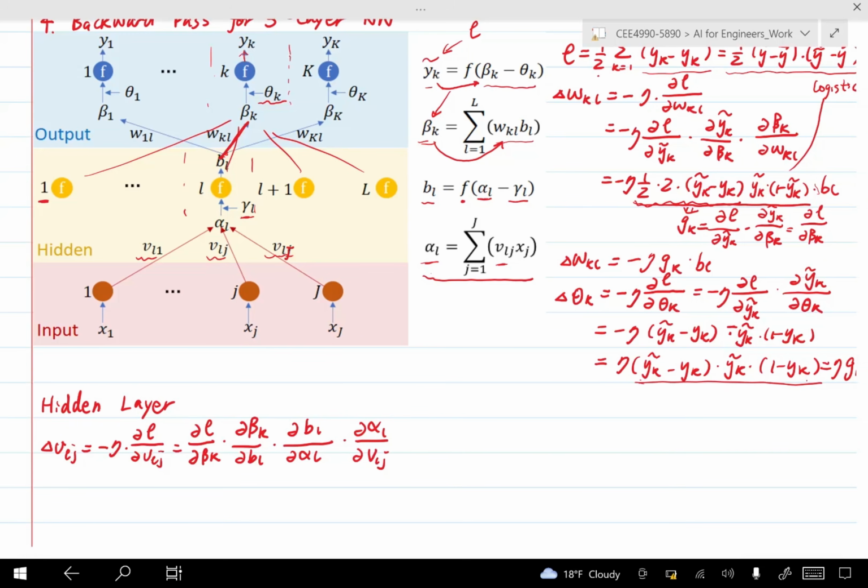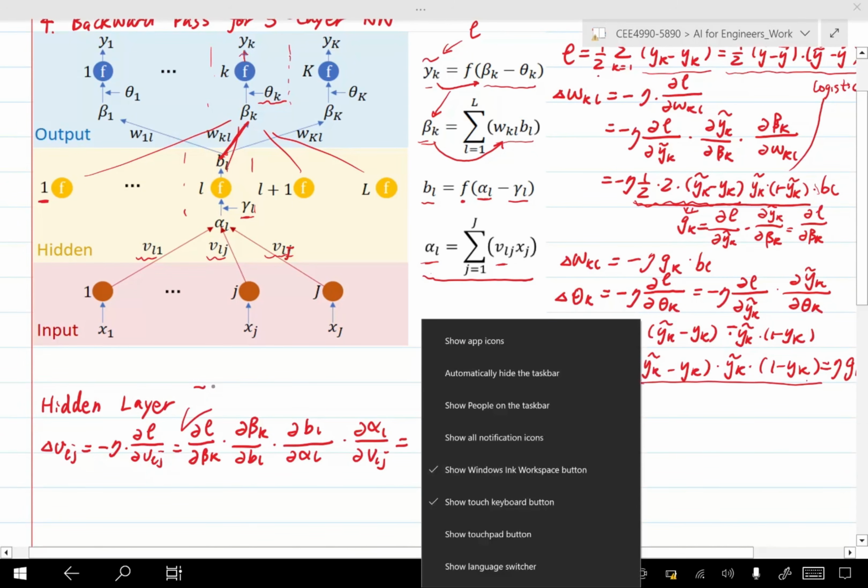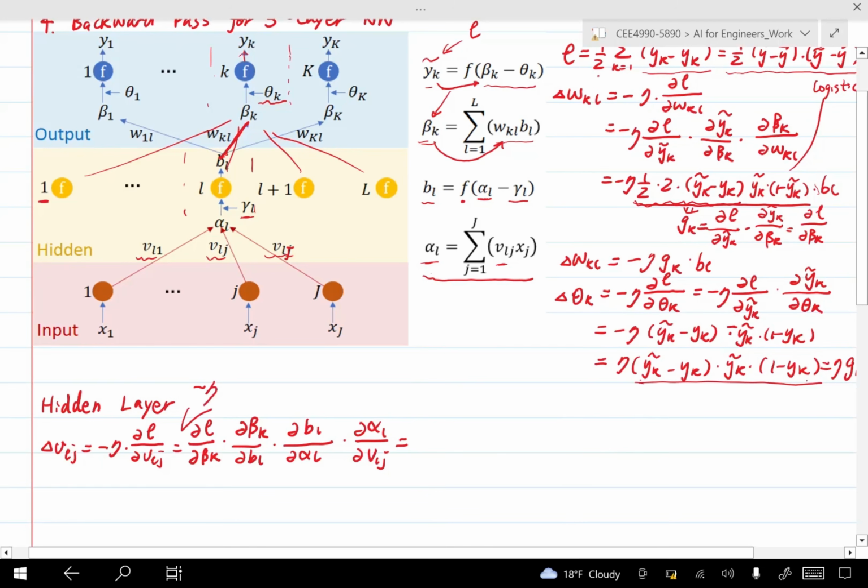Next, just do it step by step. First, oh sorry, I forgot one thing. Don't forget this: minus eta. Make sure you write eta in the correct way. It's like this. See how you write it? Just like this. So we should have minus eta here. First, partial L, partial beta k, we've already defined it in the first step. That's gk.